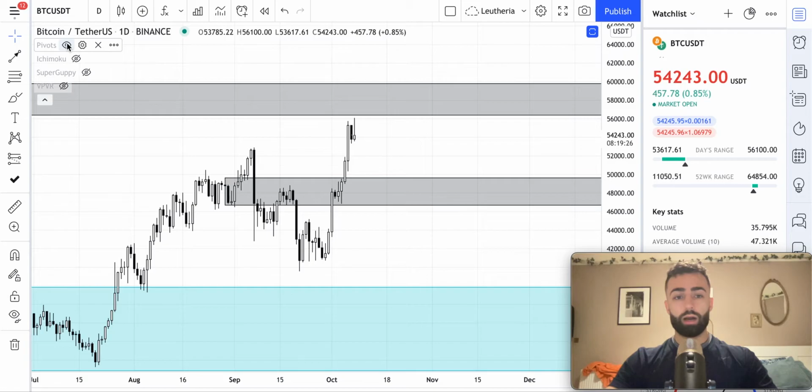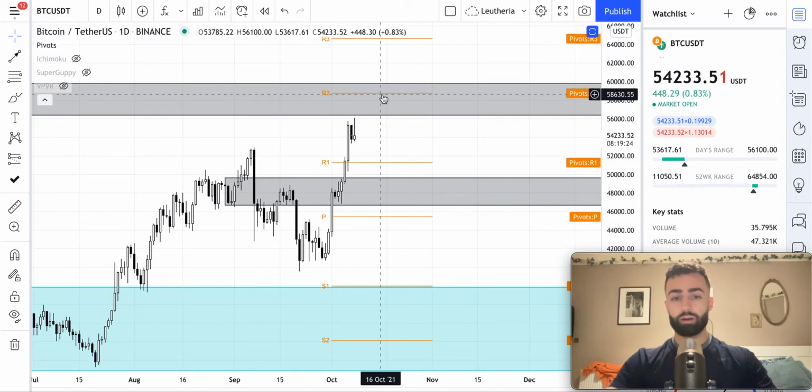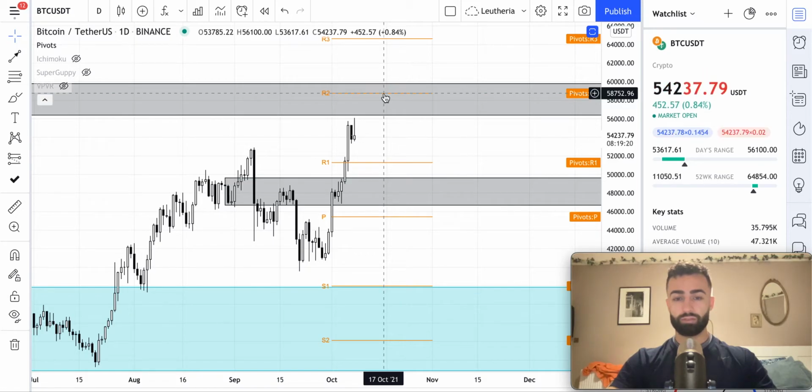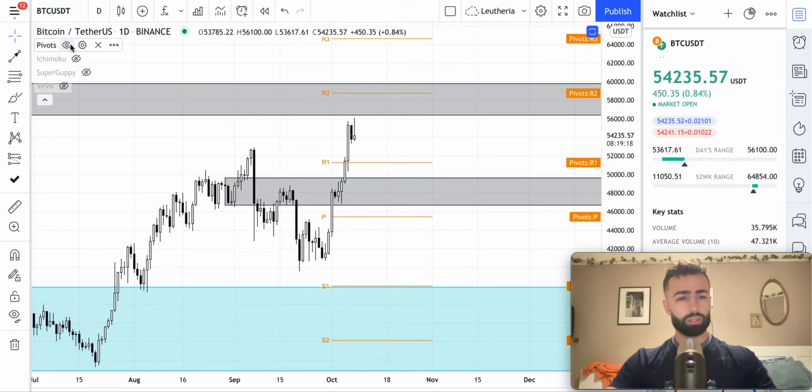So from a pivots perspective, we have another R2 here. We have the R2 here, which is at about 58.7. That is our next resistance level for price.